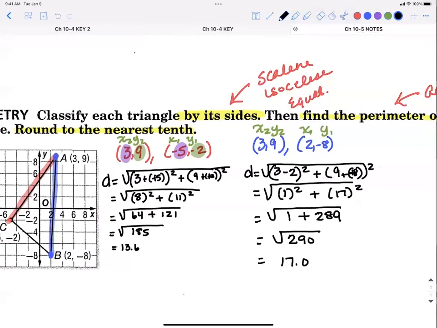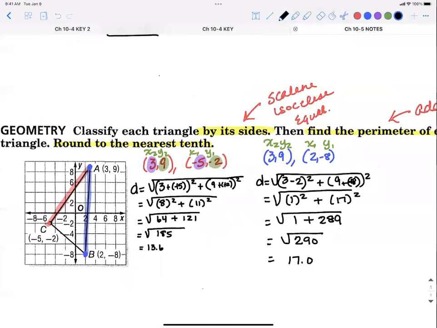17.0. Now, was my blue line longer than my red? Let's use some common sense here. That's good that I got a bigger number than red, right? If you get a smaller number, make sure your distances make sense with your picture. All right, last but not least, we've got this line right here.